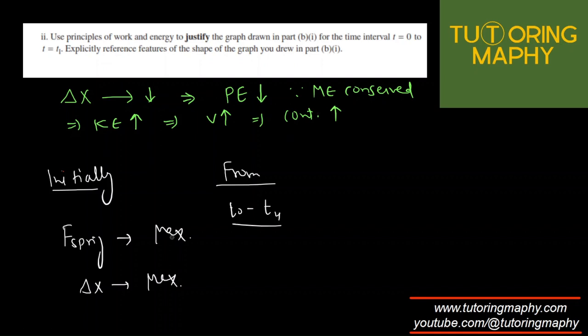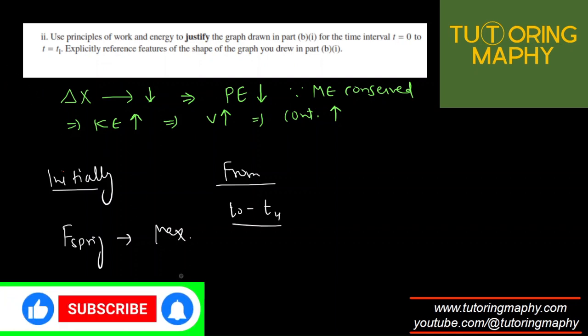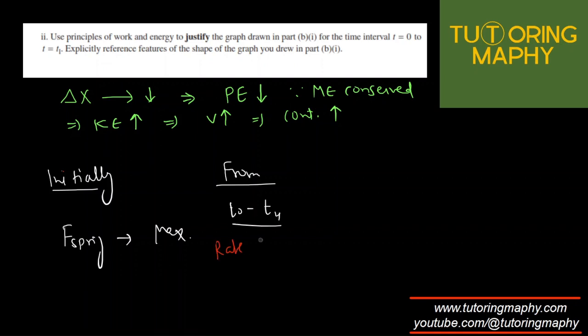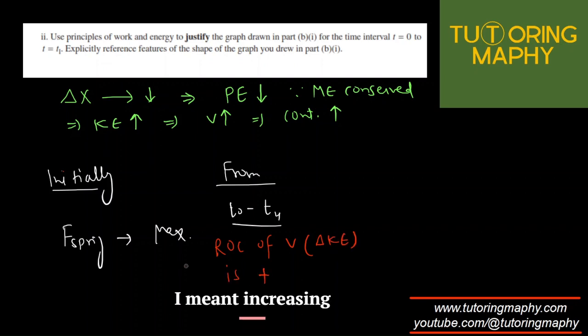Now we can talk about the concavity. So now there's no need to talk about delta X. We can just say that initially the force of the spring is maximum. So obviously if the force is maximum from 0 to some point T4, it will make sense that the higher force will make the rate of change of velocity or kinetic energy positive. Why? Because the force is maximum, or it's in the maximum range. That's what we are trying to say.